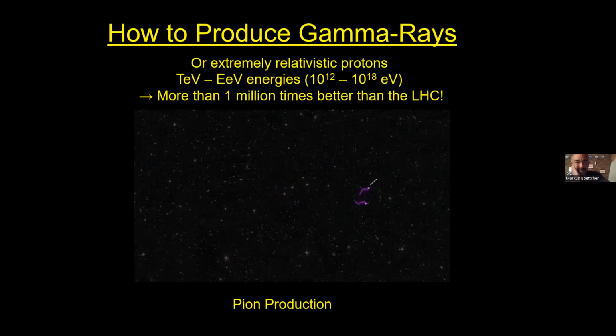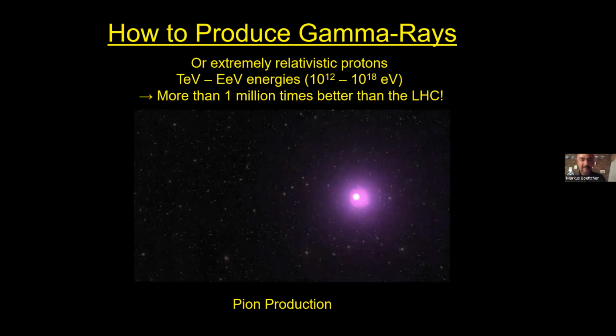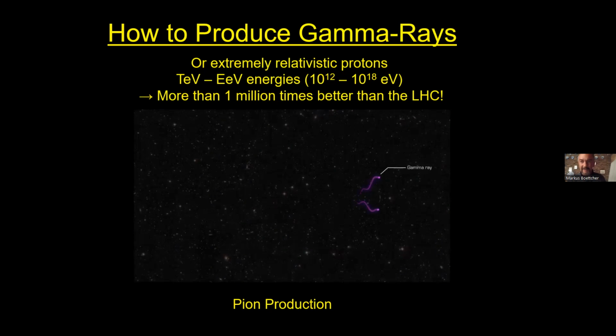But in order for that to really make these very high energy gamma rays that we see with Fermi-LAT and also with HAWC, we need protons that have energies of tera-electron volts to exa-electron volts. That's 10 to the 18 electron volts. I guess that's a quintillion times the energy of visible light. And that is, in fact, more than 1 million times better than the best man-made particle accelerator, the Large Hadron Collider at CERN, can do.